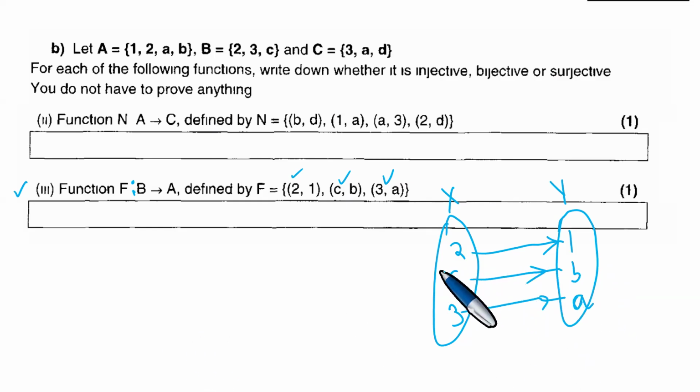Clearly this function, for every one element, goes to one image. One element has one image. So this one is clearly what you call an injective function. It is very much injective, okay? Let's look at the next question.